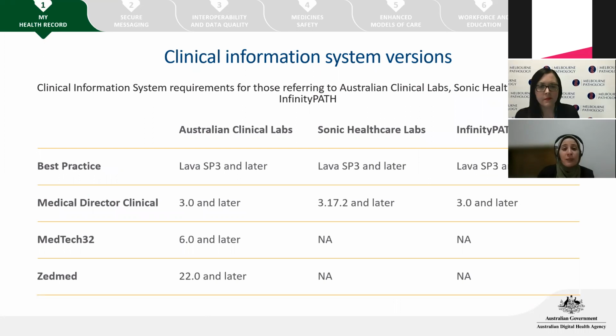So which practices can participate? As I said, there are software requirements in place. Any practices that are using these versions of the clinical information systems are able to participate in e-requesting. We do get asked a lot about the Genie software. That's not available now, it's hopefully in the pipeline, just not at the moment. But again, any practices that are using software that isn't listed here can still refer the patient to a pathology provider that doesn't have requirements in place to then have those results available.